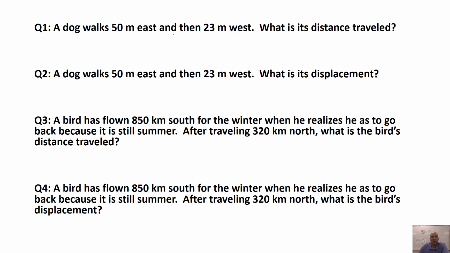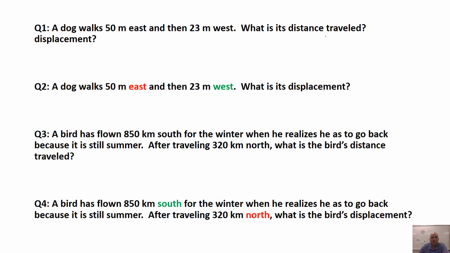A dog walks 50 meters east and then 20 meters west. What is the distance? What you want to think to yourself is, direction does not matter. So you're just going to add them up. On your paper, if you have the paper, if not, just work with me. 50 plus 20 equals 70. Ignore that, this should say just distance. For the distance answer, it's going to be 70 meters.